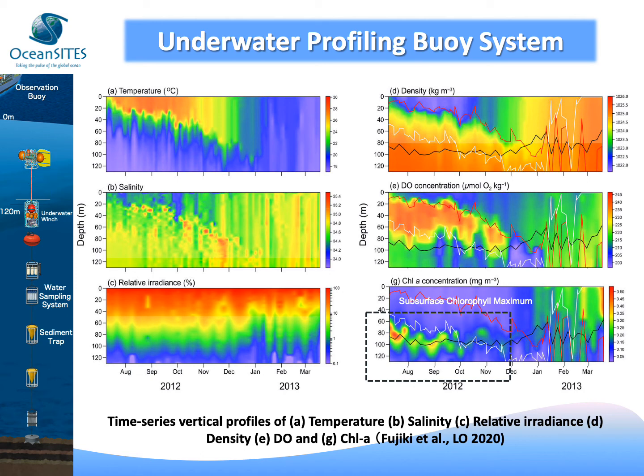Recently, my colleague has deployed the underwater profiling buoy system and observed seasonal variability in physical oceanography and dissolved oxygen, chlorophyll A, and index of primary productivity. Owing to this technology, it has become possible to observe time-series vertical profiles of physical oceanography and dissolved oxygen and subsurface chlorophyll A maximum in the upper layer.